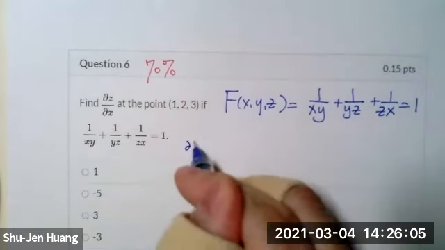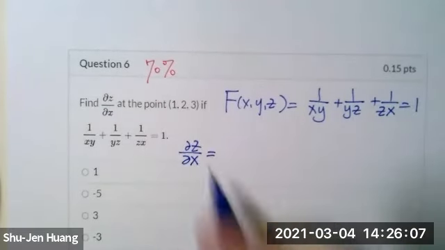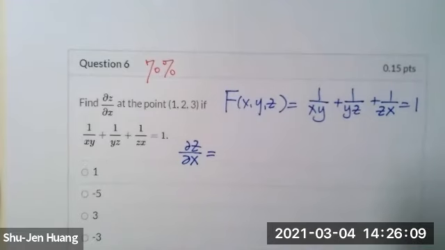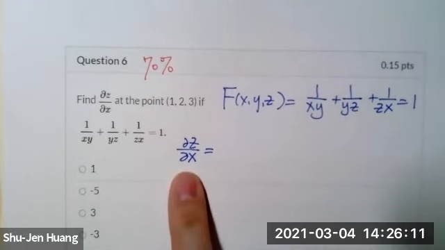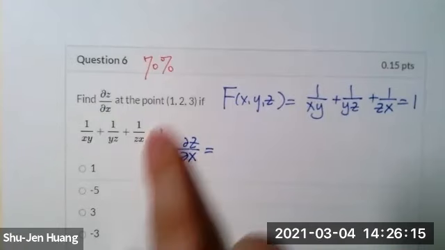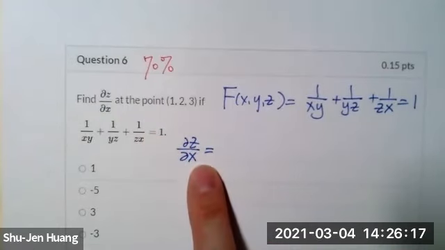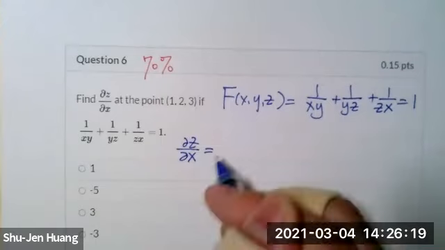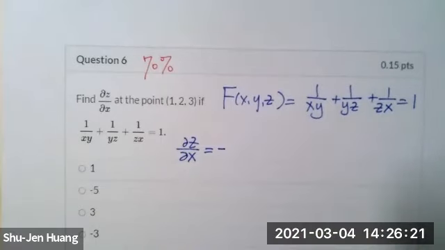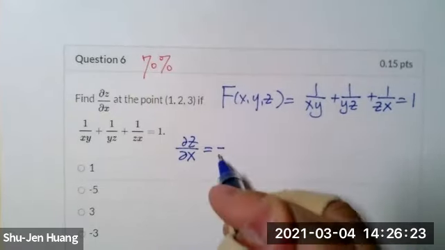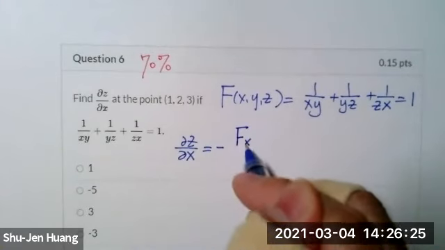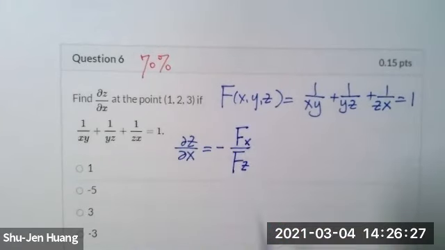So the partial derivative with respect to x. If you remember the implicit differentiation, we derived the formula using the chain rule and a tree diagram for partial z, partial x. Someone already wrote down the formula for us, that's nice. It's negative the partial derivative with respect to x over the partial derivative with respect to z.